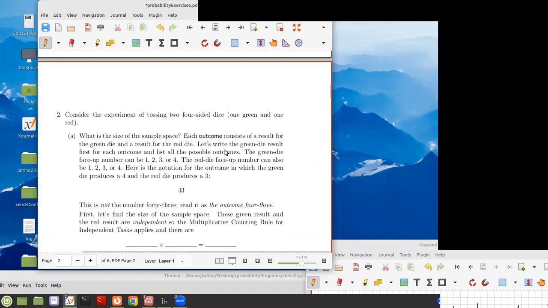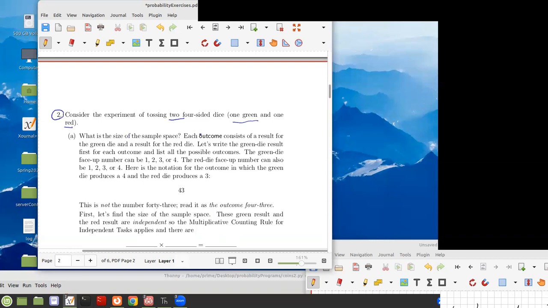Now let's go on. Here's a more complicated experiment so we can practice what we've done, doing the same things with a different experiment. So consider the experiment of tossing 2 4-sided dice. Say one's green and one's red, just to distinguish them so we can know. So what's the size of the sample space?